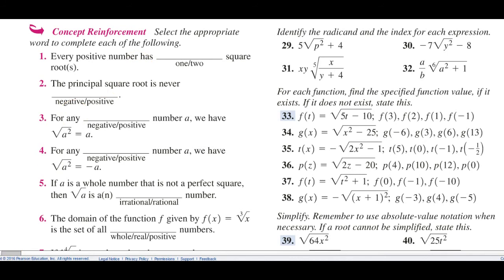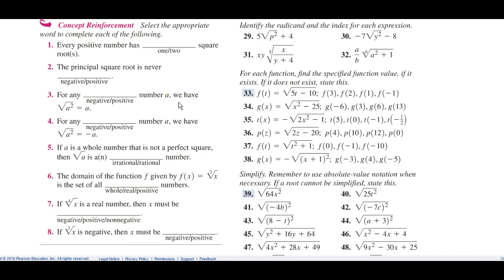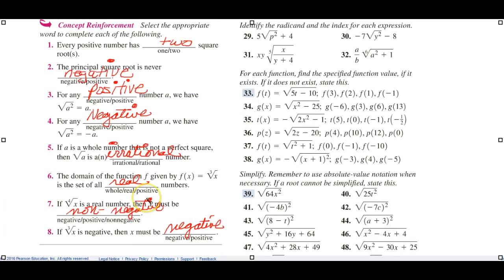Let's see. 8 is what we want to look at. So we'll give some assignments. And now let's pause. Okay, let's see how you did.